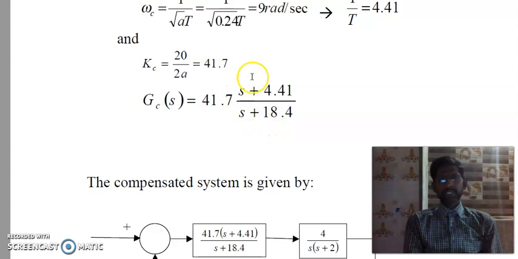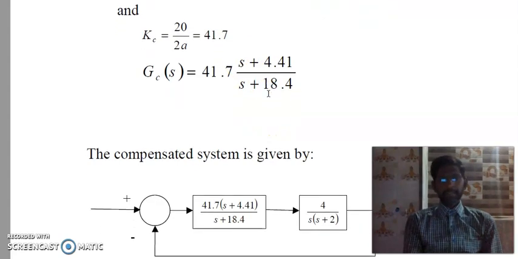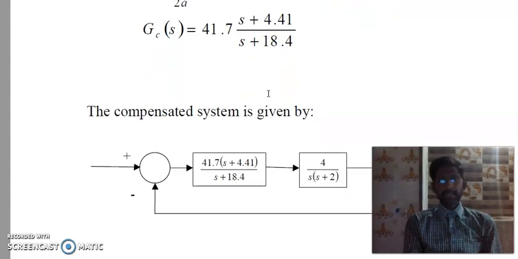All the values, you just substitute here. The compensated system is given by 41.7 into (s plus 4.41) divided by (s plus 18.4), and G of s is 4 divided by s into (s plus 2).